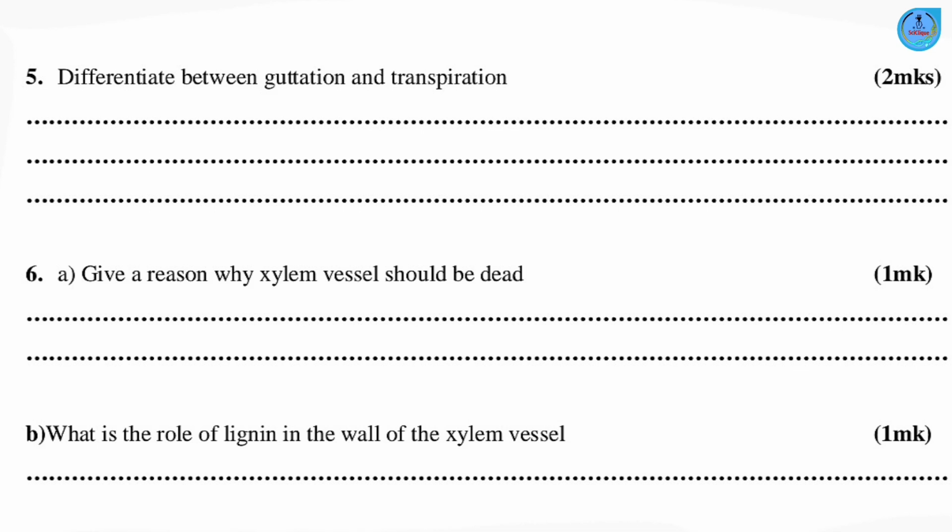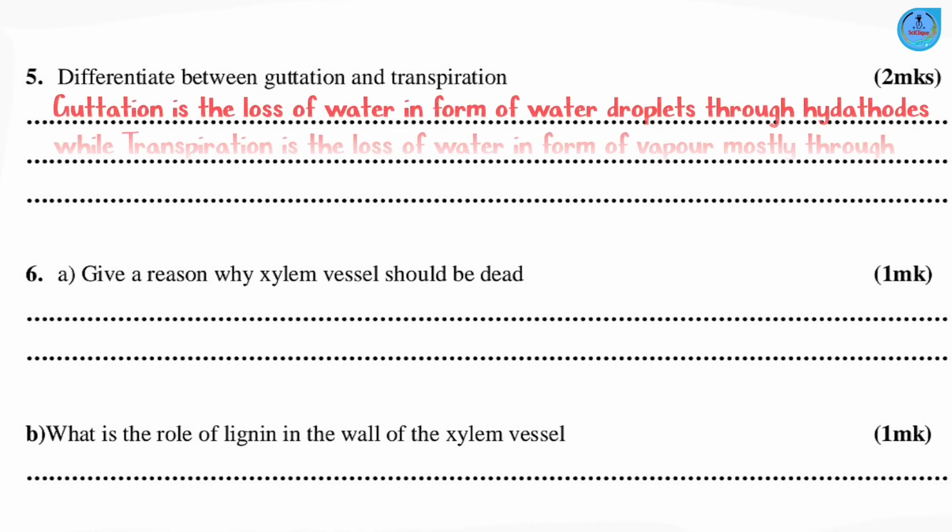Question number 5. Differentiate between guttation and transpiration. Now, guttation is the loss of water in form of water droplets. This occurs through openings called hydathodes that are normally found on the margins or on the edges of a leaf. Transpiration, on the other hand, is again the loss of water, but in the form of vapor. This mostly occurs through openings called stomata.